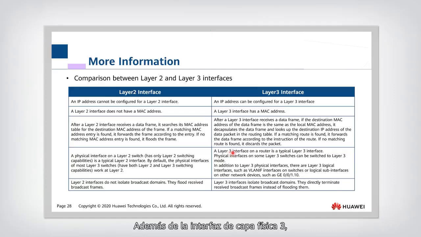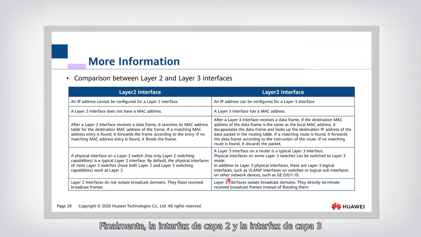And besides the physical layer 3 interface, we can have the logical layer 3 interface, which is the VLAN interface, which can be configured on the layer 3 switch. Okay, and also we can configure the sub interface. That's also a layer 3 interface. Okay, so both VLAN interface and sub interface are logical layer 3 interfaces.